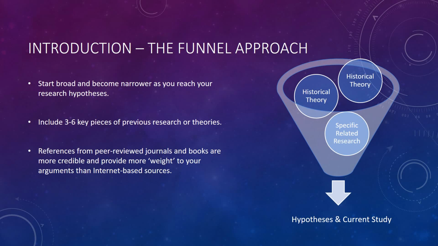As an example, you can include 3 to 6 pieces of previous research or theories, and references from peer-reviewed journals and books are more credible and provide more weight to your argument than internet-based sources. This is particularly important if you're writing this report in an academic sense, so you want to avoid all types of non-academic literature as much as possible, because that peer review process generally implies that what you're reading is a validated and empirically validated result and not someone's, I suppose, own opinion on the matter.